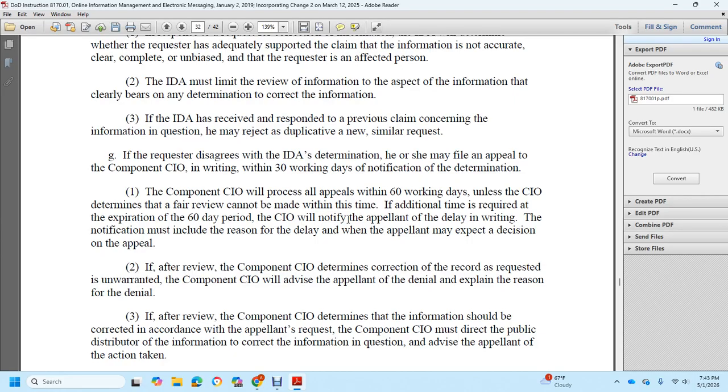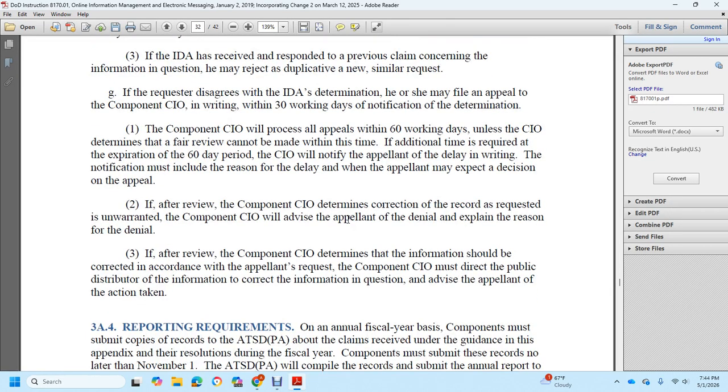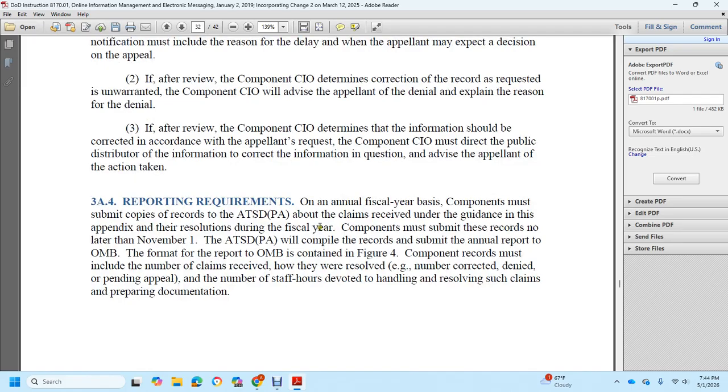The requester may expect a decision on the appeal. If after review the component chief information officer determines the correction of the record requested is unwarranted, the appeal will be denied, with an explanation of the reason for the denial. If after review the component chief information officer determines the information should be corrected, the chief information officer must direct the public distribution of the corrected information in question, and notify the requester of the appeal and the action taken.